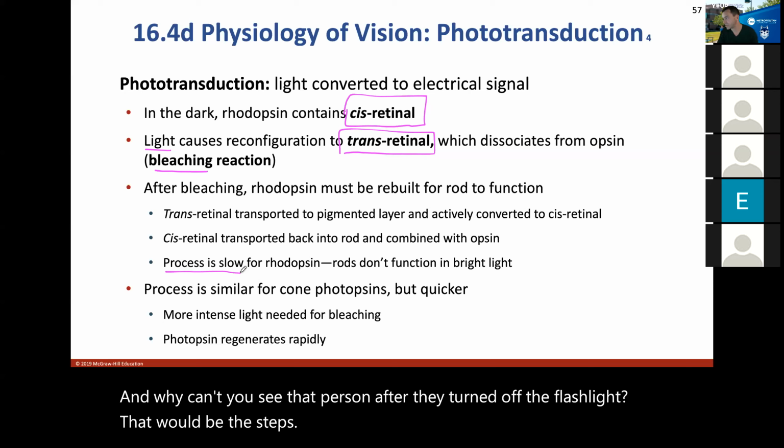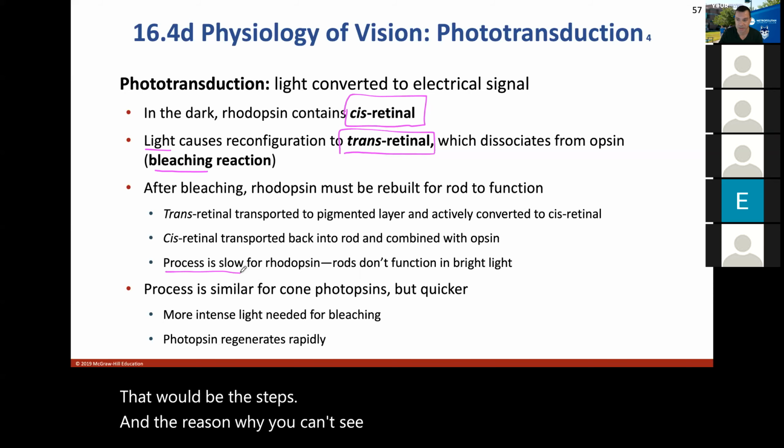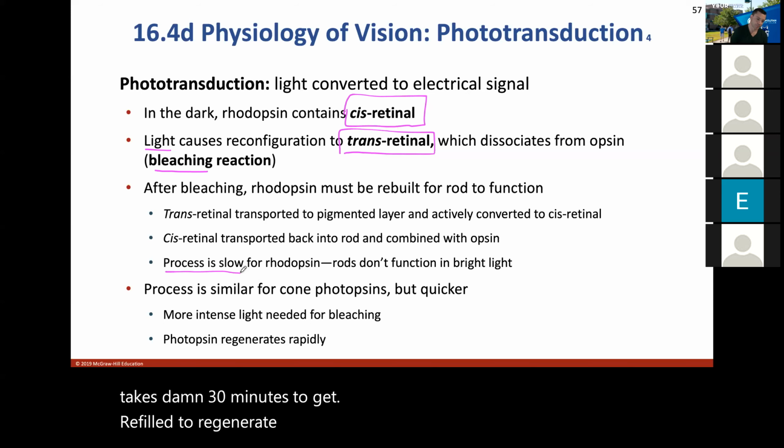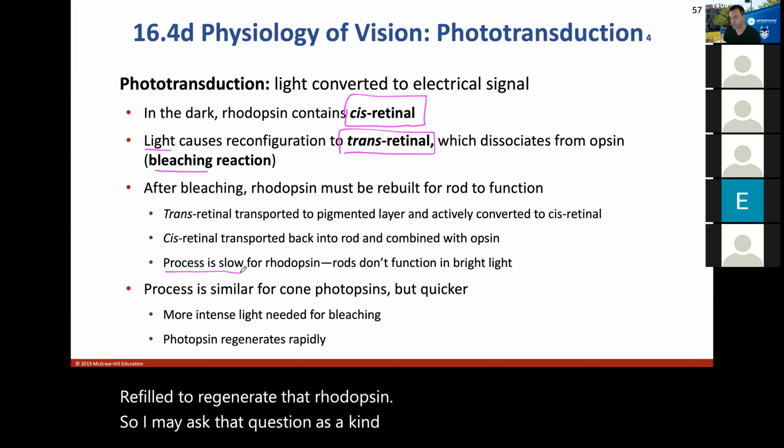And the reason why you can't see that person's face very well is because it takes about 30 minutes to get refilled, to regenerate that rhodopsin. Okay. So I may ask that question as a kind of evaluate and apply what you know type of question. Okay.